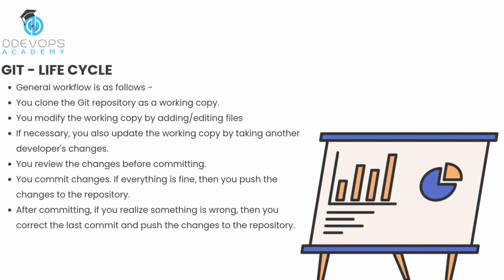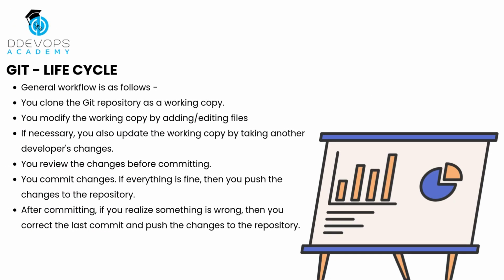Let's walk through the Git lifecycle. You begin by cloning a repository. This gives you a working copy. You modify files locally, and if needed, pull updates from teammates. Before committing, review your changes carefully. Once ready, commit and push your updates to the remote repository. If you spot an issue after committing, you can fix it and push again. This cycle ensures smooth collaboration and clean version control.